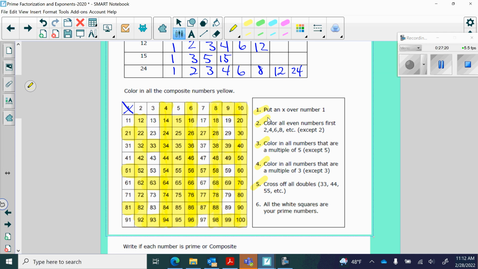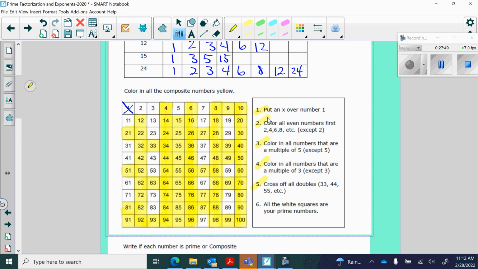And believe it or not, the number 91. Really? Yep. 7 times 13. Now, what you have left is basically a cheat sheet. All of the numbers that are left in white are your prime numbers. The one thing they all have in common, you cannot divide them by 2, 3, 5, or 7.